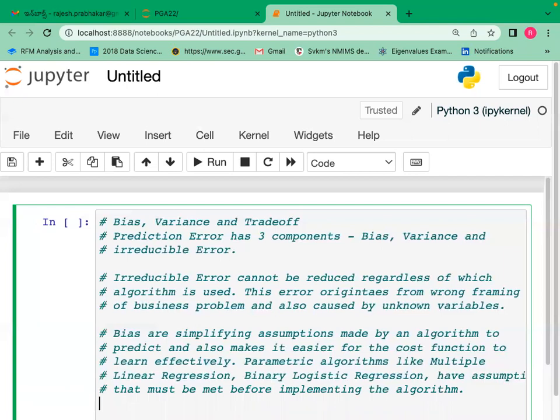What are the assumptions of multiple linear regression? The dependent variable should be numerical and continuous. What about logistic regression? It should be non-numeric and binary. Then only can we run it. So there are assumptions that need to be met before we can run those algorithms. That we call bias.